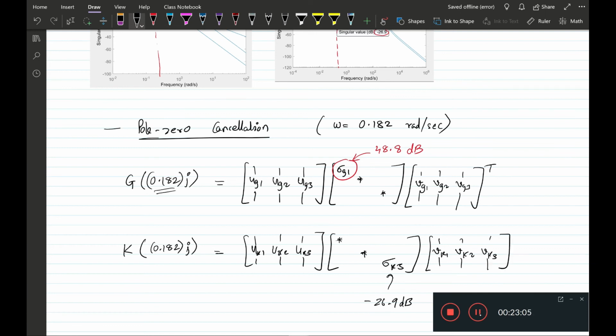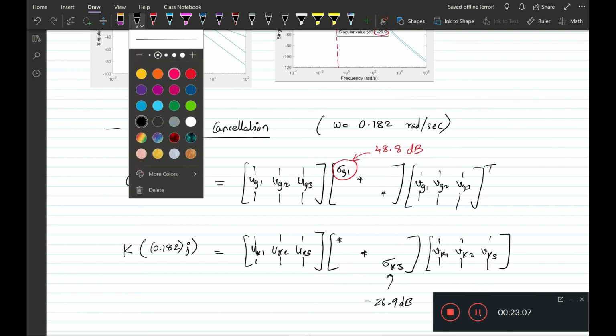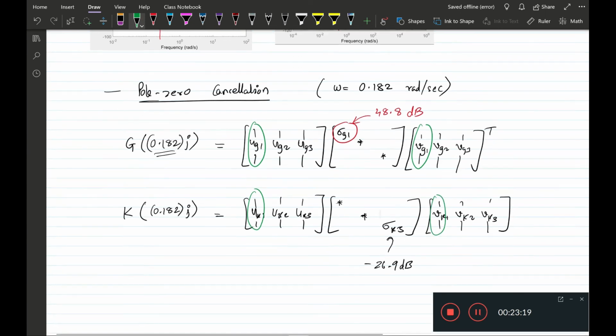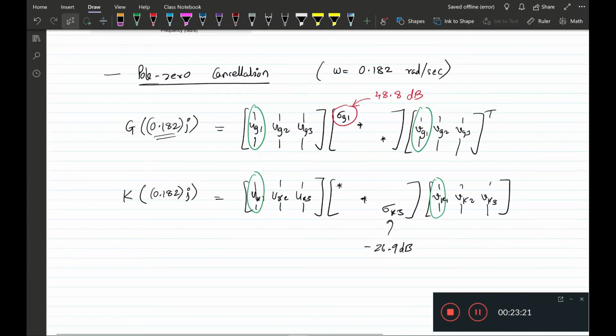And now it should be interesting, and I encourage you to see this for yourself, that these input and output vectors should make sure that you have a pole zero cancellation. This is because the output of K is going in as input to G.